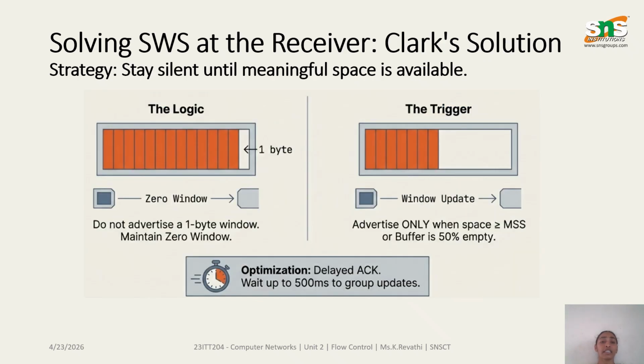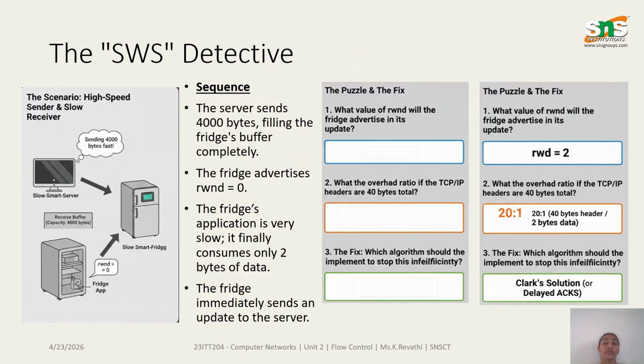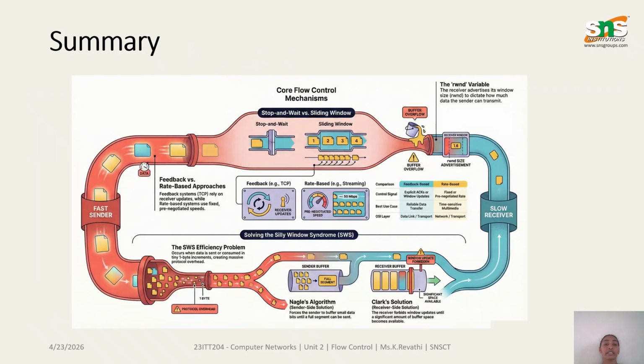We will see a real world scenario of this flow control. Let's understand with a simple scenario. A sender sends 400 bytes. The receiver buffer becomes full. It advertises the receiver window size as 0. The receiver processes only 2 bytes, and sends an update immediately to the sender. This creates inefficient communication between the source and destination.